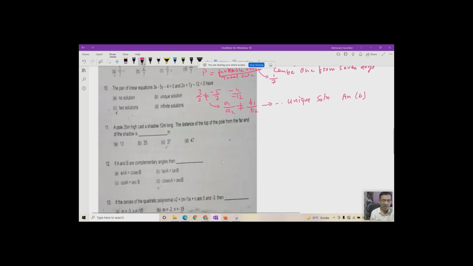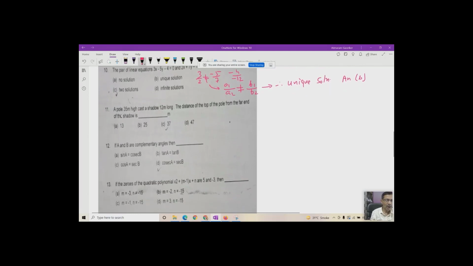Good. Let's go to the next one. The pole 35 meters high casts a shadow of 12 meters long. The distance of the top of the pole from the far end of the shadow is dash. So what is the answer? Please type in the comment box. And those who want the solution, please type question 11. And those who can solve this, please type your answer in the comment box.